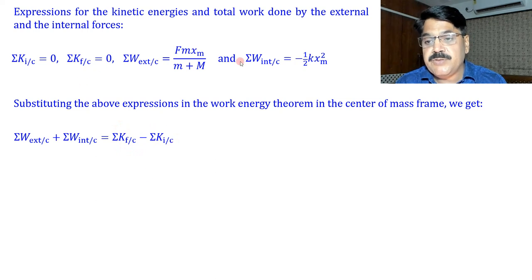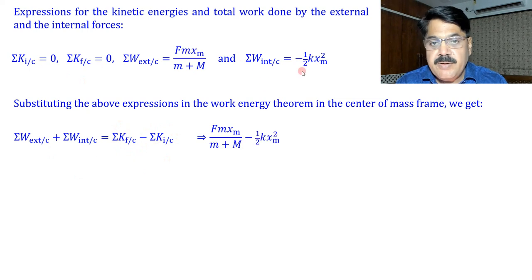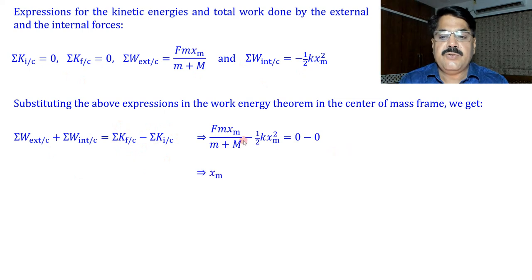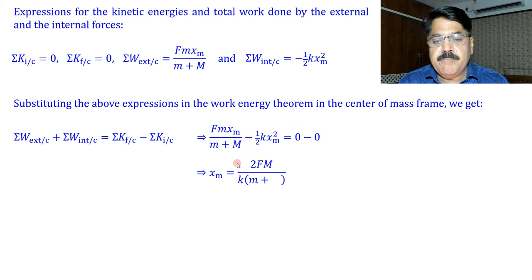Now we substitute these values. So for that we have this F small m xm upon m plus m. For this we have minus half k xm square, 0 minus 0. So that is 0. And it is very simple from here to write what is xm, and you can verify. So that is the expression for xm. Now you can see.